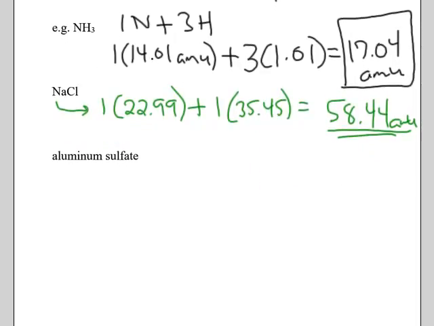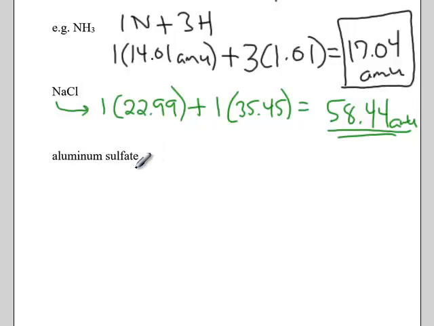And sometimes you'll be given the chemical formula in its name, and you'll have to figure out the correct number of each. So if you're given the name aluminum sulfate, you can tell from the naming that we're not dealing with an acid, because there's no word acid in the name. We're not dealing with a molecular compound, because there's no prefixes in the name.